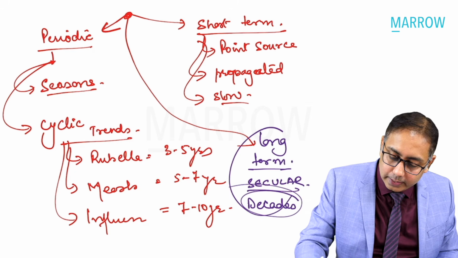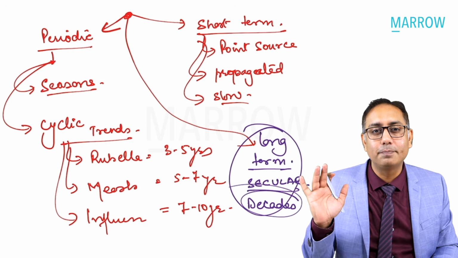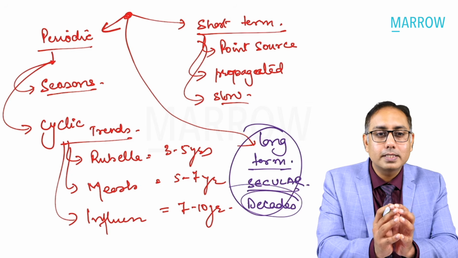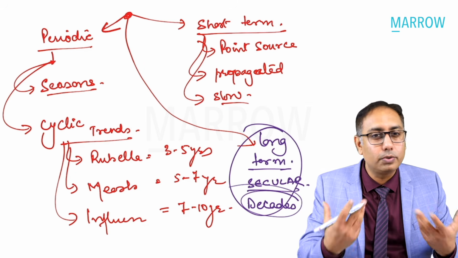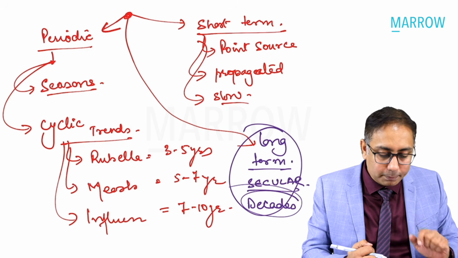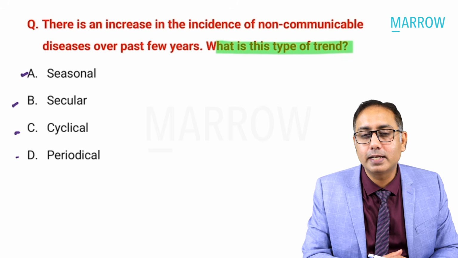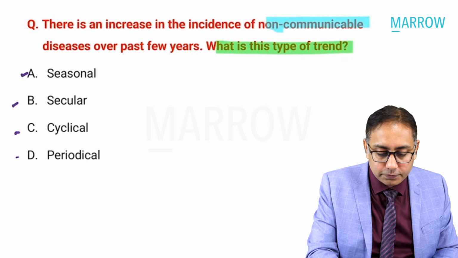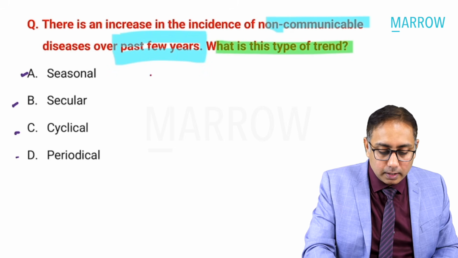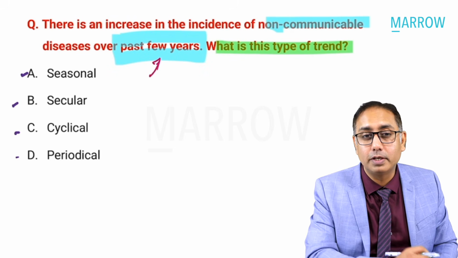So secular trend is something which is over the long term. Short term is outbreaks, and periodic is something which may happen due to seasons, due to cycles, or due to anything. So based on this, if you understand this question, there is an increase in the incidence of non-communicable disease over the past few years.